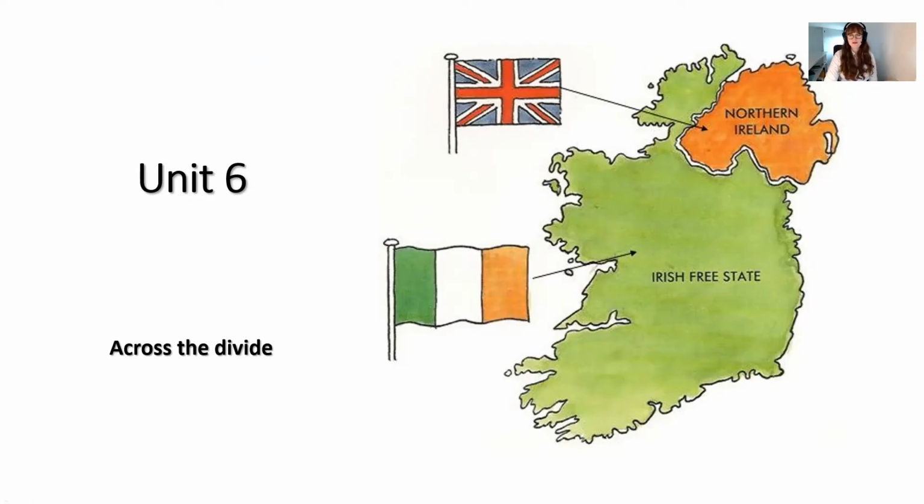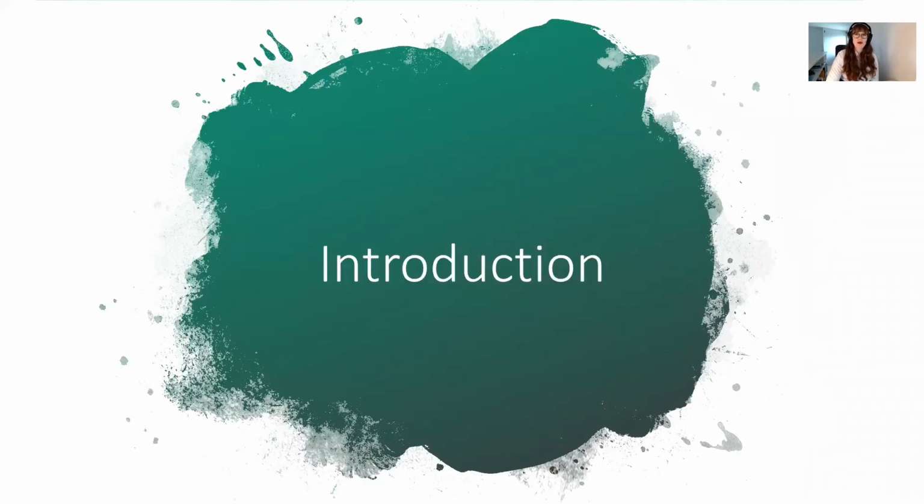All right. So Unit 6, Across the Divide, and you will see that the Union Jack, that is the flag that's red, white, and blue, corresponds to Northern Ireland. Indeed, Northern Ireland is part of the United Kingdom, which is made up of Northern Ireland, England, Scotland, and Wales. While the Irish Free State, the Republic of Ireland, is a separate country, and it is a member of the European Union. And their flag looks a little bit like the French flag, but the colors are different. So we have green, white, and orange. Let's move on to our introduction.